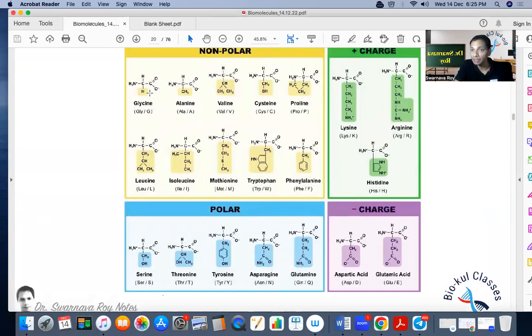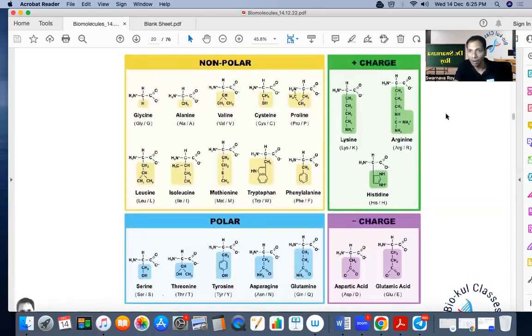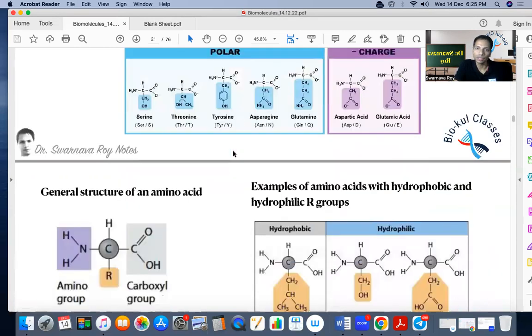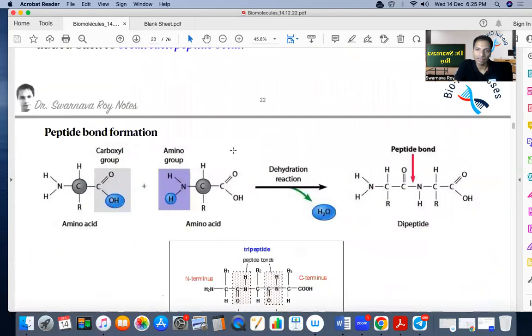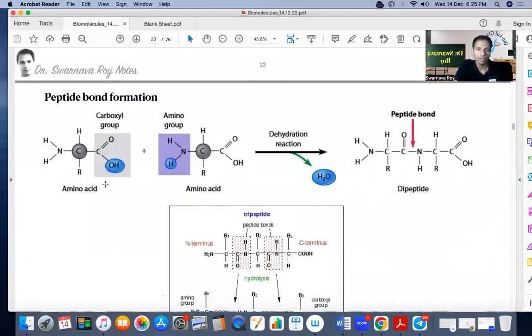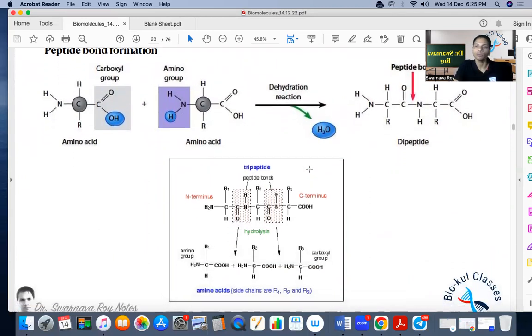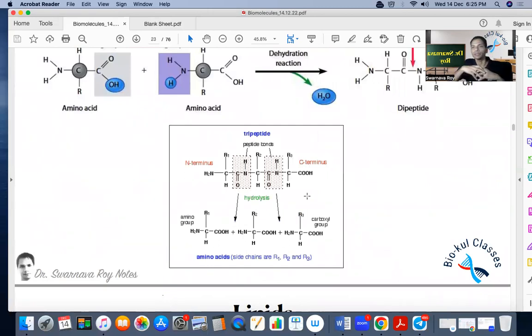The side chain can be as simple as a hydrogen, like in glycine. It can be as complex as in arginine, with several carbons joined together with an amino group, which is very complicated compared to glycine. We also learned about the dehydration reaction and how two amino acids join together, lose water, and form the peptide bond. And we also learned about the hydrolysis reaction, how peptides are broken down again into amino acids.